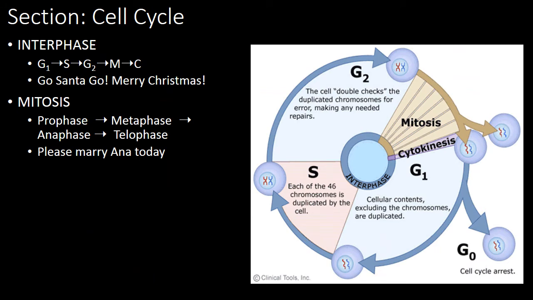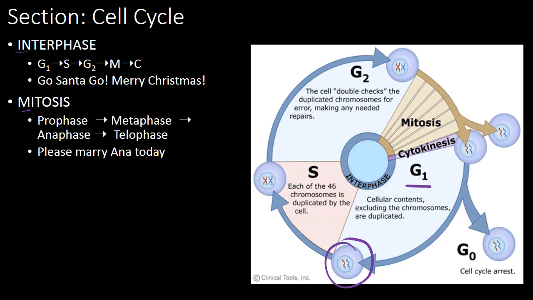Remember, the cell cycle is basically how I produce more cells. There are two major parts to the cell cycle: interphase, and then mitosis and cytokinesis, which is technically the last one. So let's go ahead and look at how this goes. We start with G1. In G1, what I'm going to be doing is copying my organelles. And this is what your cell looks like, okay? Then I'm going to go through S. S is very important because I'm actually replicating my DNA.